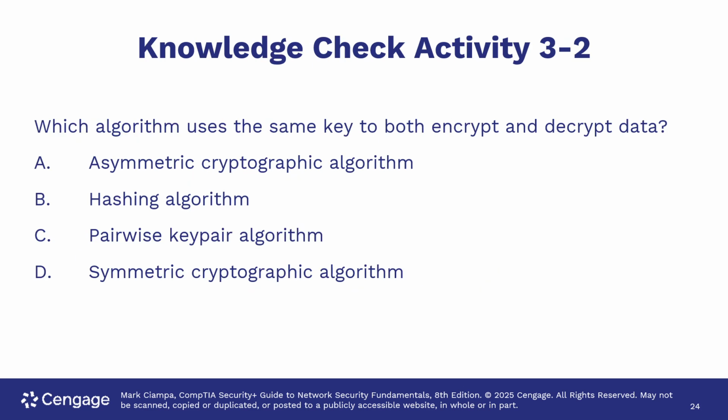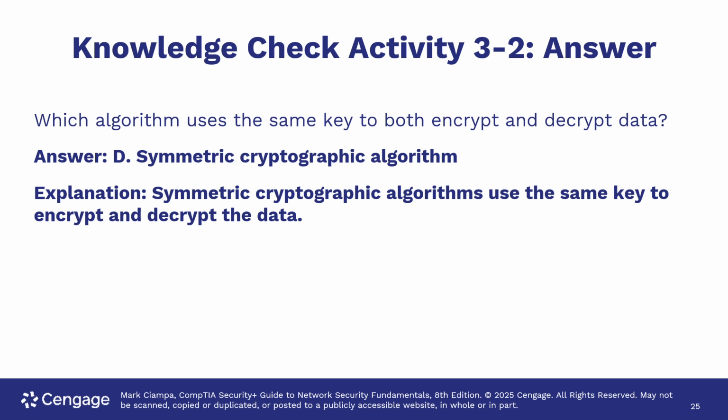Okay, so here we come with our check activity. Which algorithm uses the same key to both encrypt and decrypt? So that should jump out right at you. Boom, same one. It's not going to be A or B or even C, because it's going to be D, symmetric key cryptography. Whenever you hear the words same key, that's symmetric. Symmetric cryptography: same key to encrypt and decrypt the data. It's almost easy to remember: same key, symmetric; different key, asymmetric.